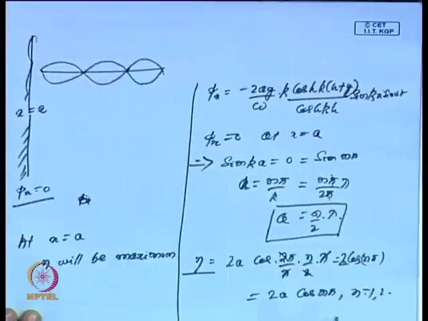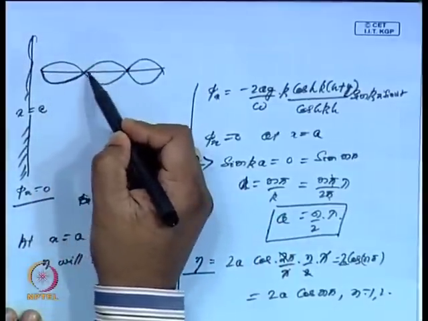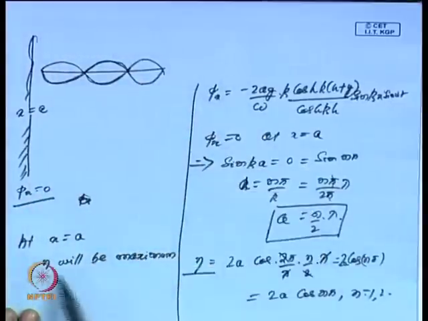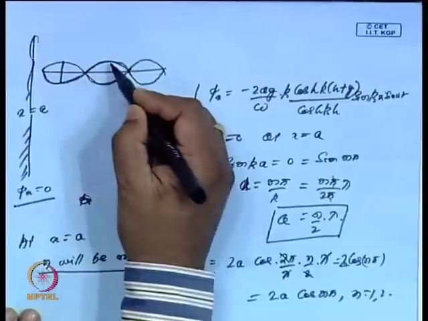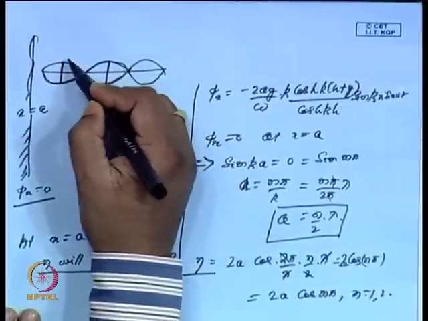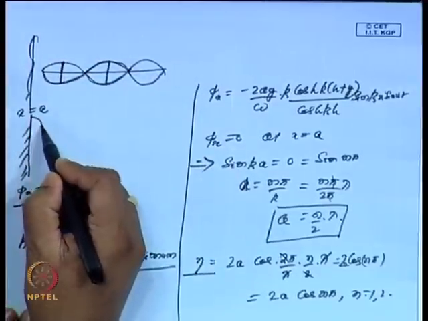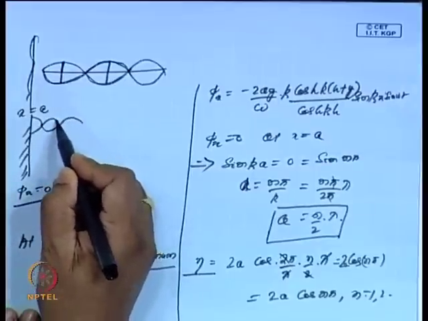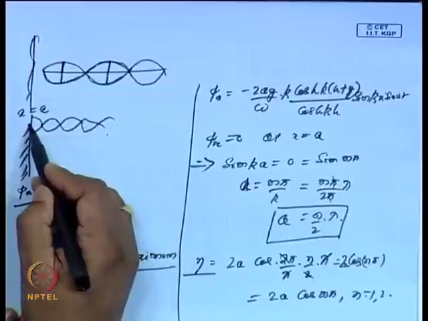Because for all n it can be maximum of value of eta. So, if eta is maximum in a standing wave, the amplitude will be maximum, and maximum amplitude will occur only at the antinode points. So, that means the point x is equal to a has to be an antinode point.